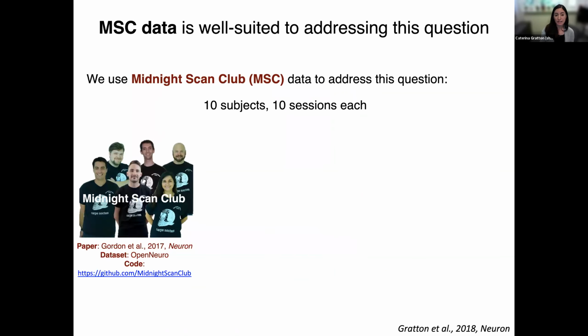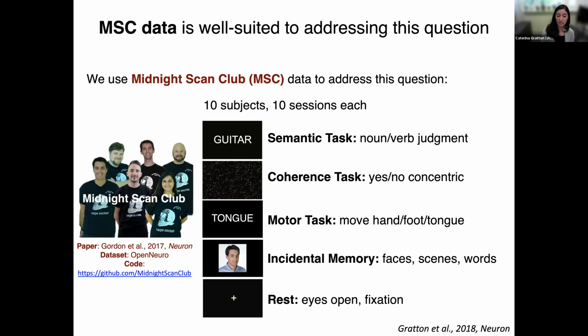Now, the reason the Midnight Scan Club dataset is really well suited to addressing the question I posed is that it includes a lot of data, not only from resting state on each day, but also from 4 other tasks that were completed on each day. A semantic task in which participants were asked to complete a noun-verb judgment, a dot coherence task in which participants were asked to say whether dots were arranged concentrically on the screen, a motor task in which participants were asked to move their hand, foot, or tongue, and an incidental encoding task in which participants were asked to categorize faces, scenes, and words.